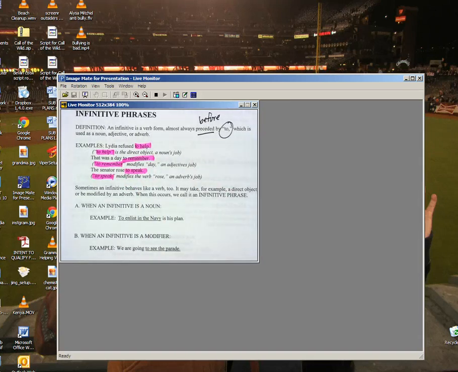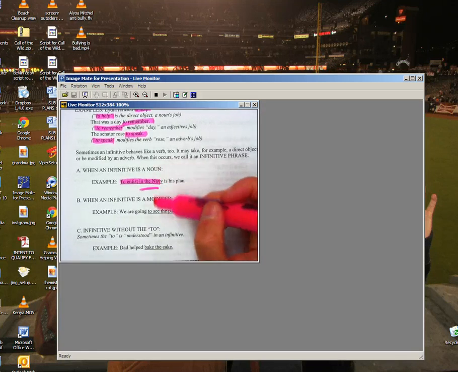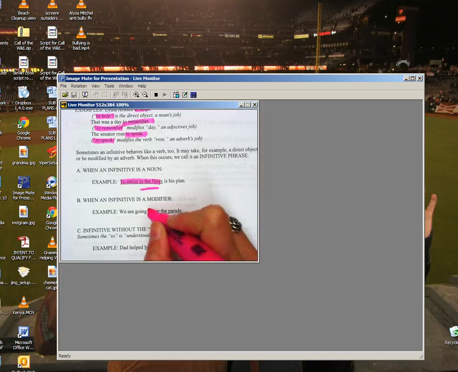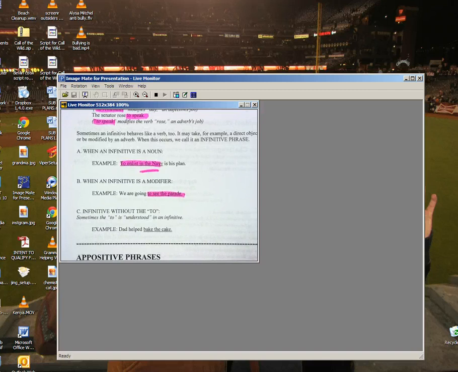Now when we look for it in a sentence, we're going to see a lot more there. To enlist in the Navy. It's not just to enlist, but it's the entire thing. You'll notice that that's a preposition right there. Okay, and this is when it's a noun. When the infinitive is a modifier, that means it's an adjective or an adverb. We are going to see the parade. Sometimes you'll find infinitives without the to. I wouldn't worry too much about that. It's not there very often.